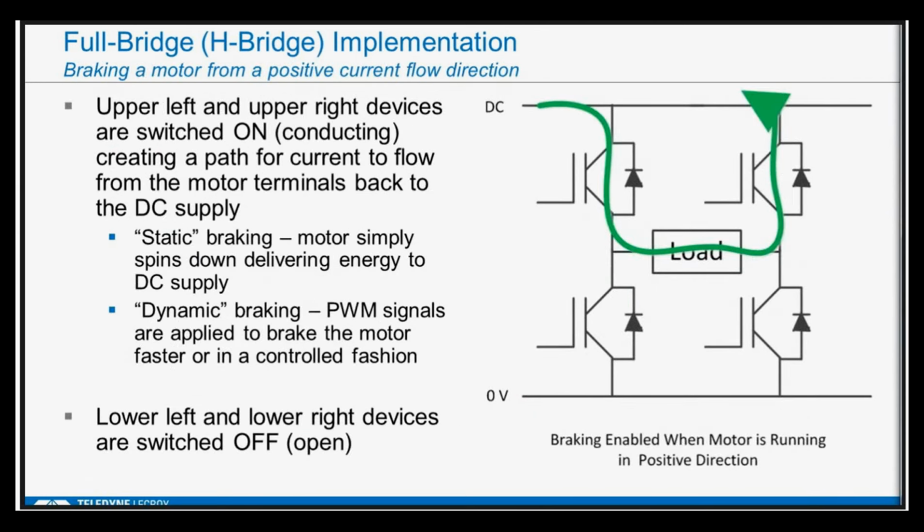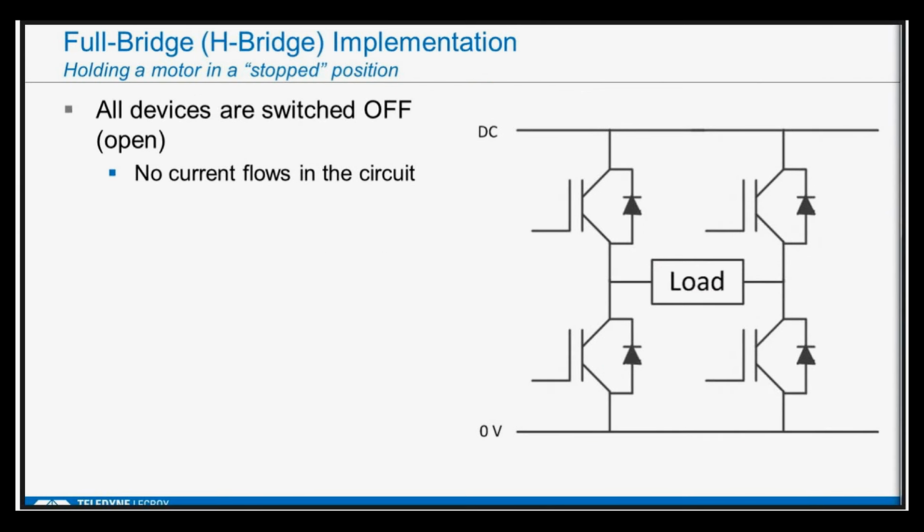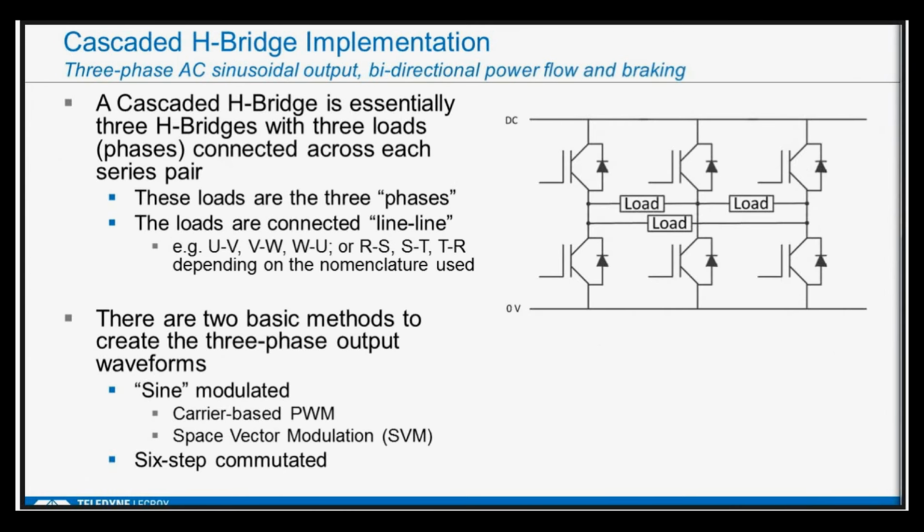For instance, if this was a single-phase motor drive, I can route the current flow this way, and that would brake the motor when it was running in a positive direction. Or I could route the current flow this way, and that would brake the motor when it was running in the negative direction. Or I could just switch every device off and have no current flowing in the circuit, and let the motor coast down. So there are a lot of opportunities. A full bridge like this gives me a lot of capability to control.